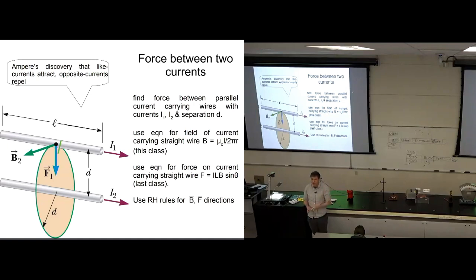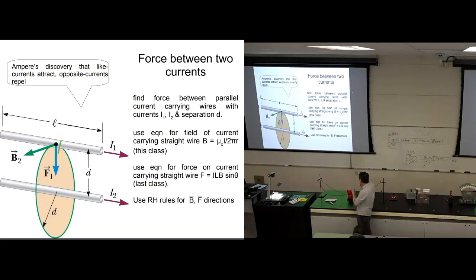So these two wires are exerting magnetic forces on each other that's mediated by the magnetic fields created by the two wires. What we're going to do is put together a result from the last class and a result from this class to figure out what that force is between these two wires. So we're going to take this equation from this class: the magnetic field surrounding a straight wire is equal to the current in the wire divided by your distance from the wire times mu naught over 2 pi.